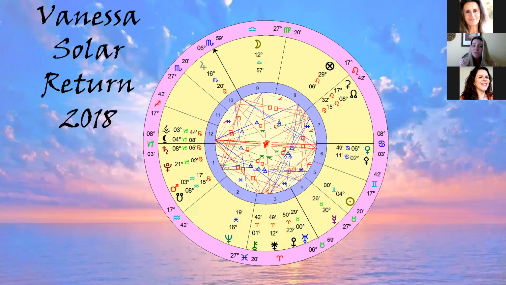So here's the solar return chart for 2018. Looking at this, the first thing we notice is Capricorn is right on the ascendant of the solar return chart. And we can see that Saturn, the ruler of Capricorn, is right there. And it's in retrograde, so it's going to actually come back and hit the ascendant again. So she has a very strong Saturn in this solar return chart for 2018.